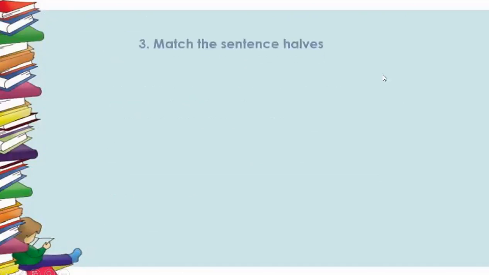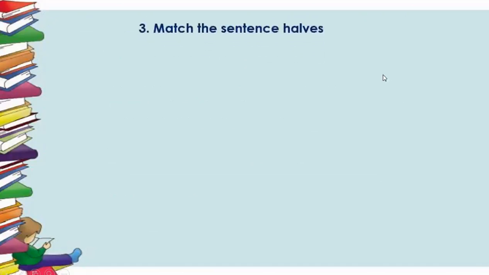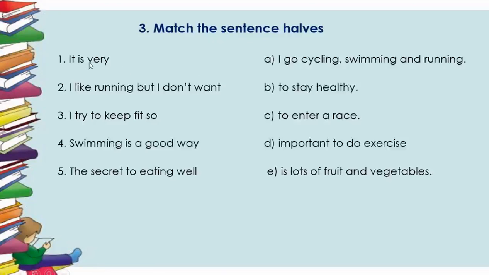Now, we have activity number 3. You have to match the sentence halves. Here we have the sentences. So you have 5 sentences, and here you have A, B, C, and D. We are doing this activity together. Number 1, what do you think is correct? What is the half?